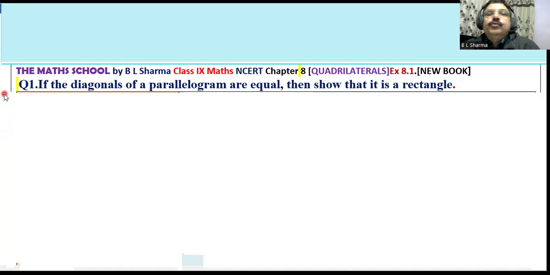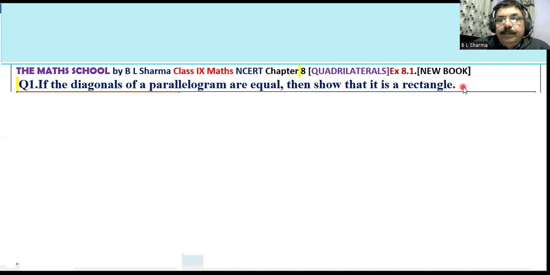This is the very first question of exercise 8.1, Quadrilaterals, class 9th mathematics. The question is: if the diagonals of a parallelogram are equal, then show that it is a rectangle. एक पैरेललोग्राम है और उसके डायगोनल्स इक्वल हैं, बताना ये है कि यह रेक्टेंगल होगा.